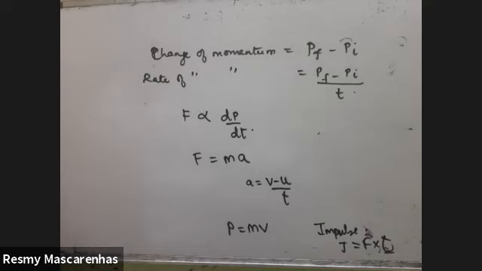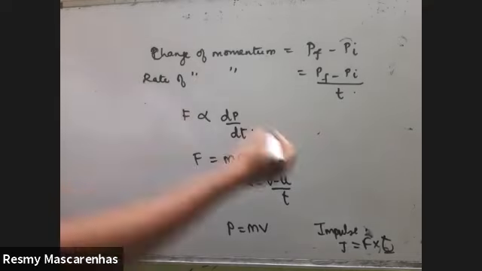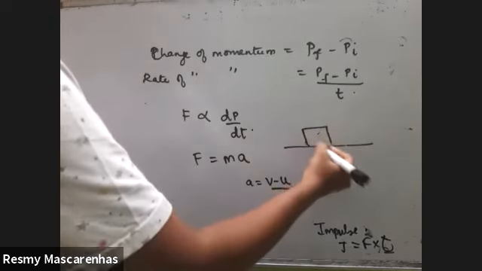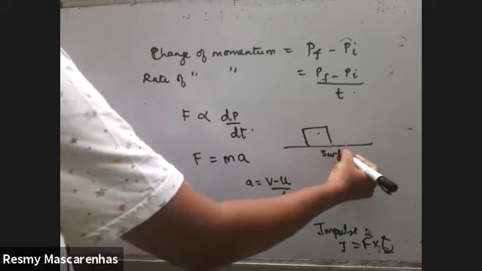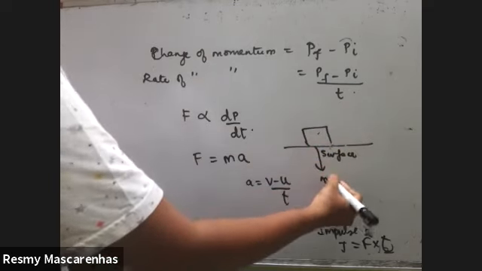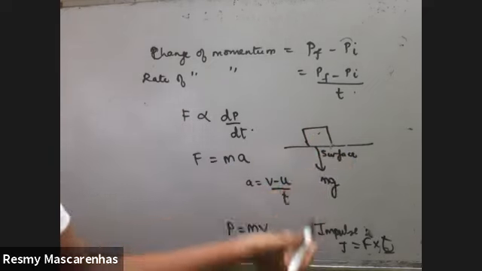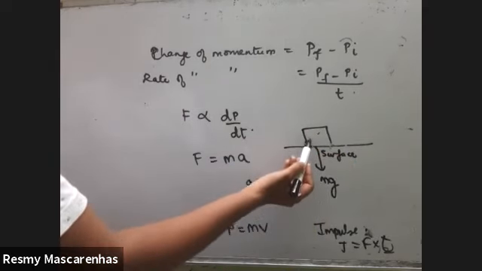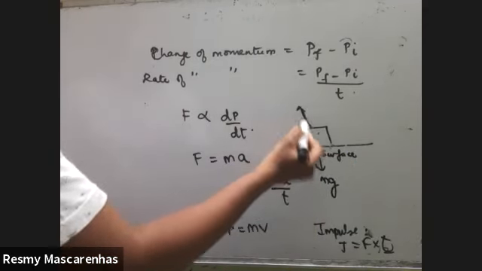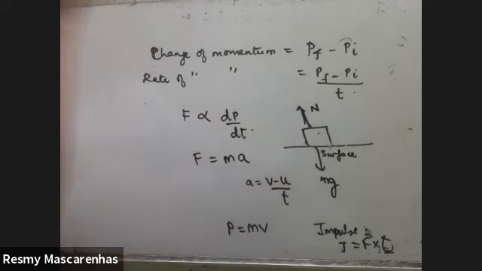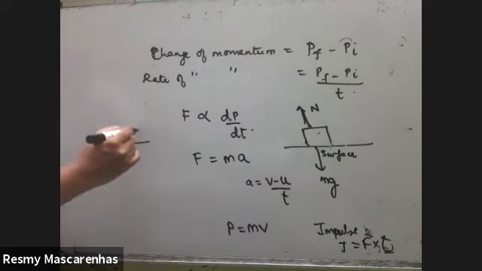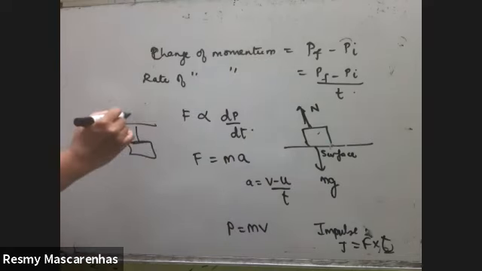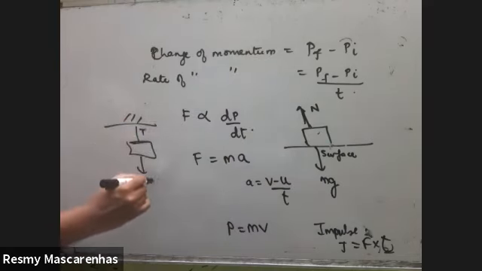One more thing we had seen in the previous class, whenever there's any object on a surface or on a table, there will always be two forces. One is gravity, which acts on it in the downward direction, and one will always be in the opposite direction, which is called the normal. When it is hanging, it is called tension.